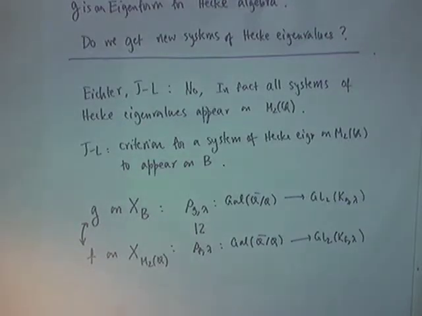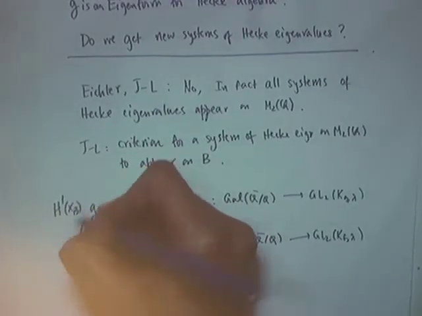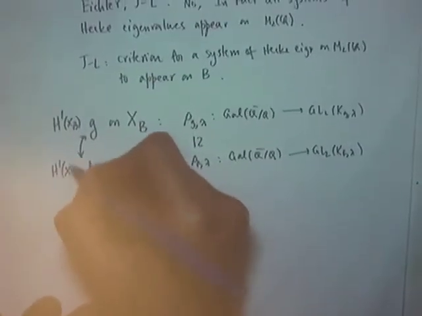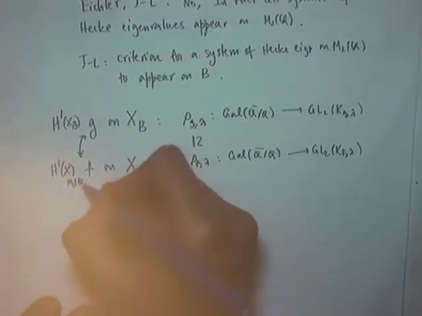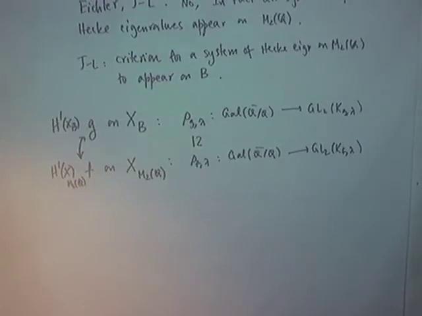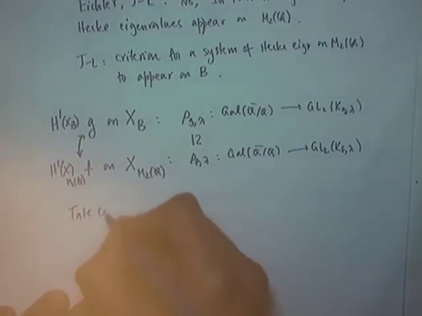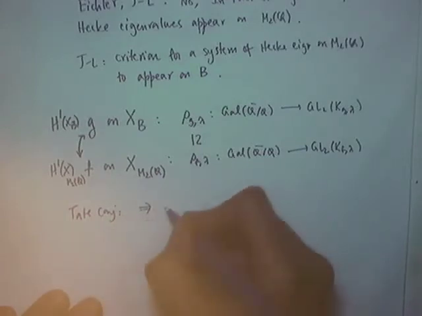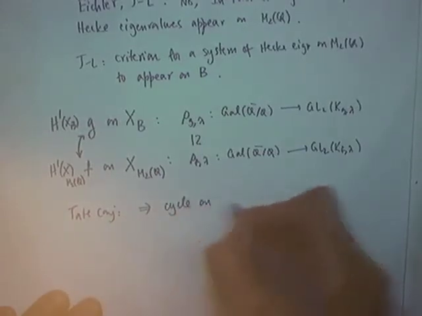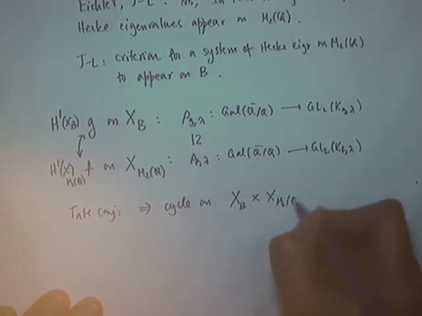Now, one of them starts life on H1 étale of X_B, and the other one is on H1 of the modular curve X, or X M2 of Q. Right? And here you have an example where the Tate conjecture should come into play. You have the same Galois representation, and it occurs on two different curves. Okay? So the Tate conjecture will predict that in fact there is a cycle on the product X_B cross X M2 of Q that realizes this.